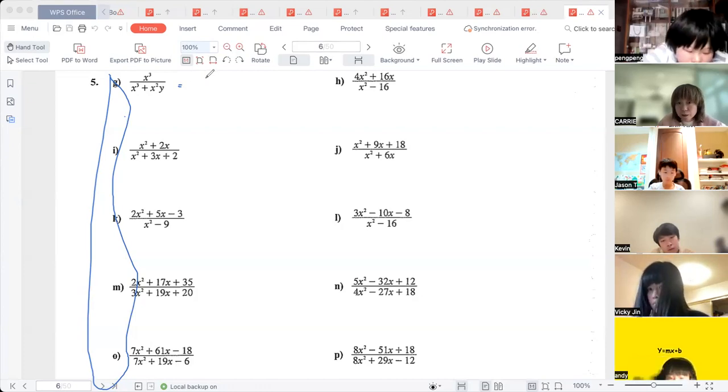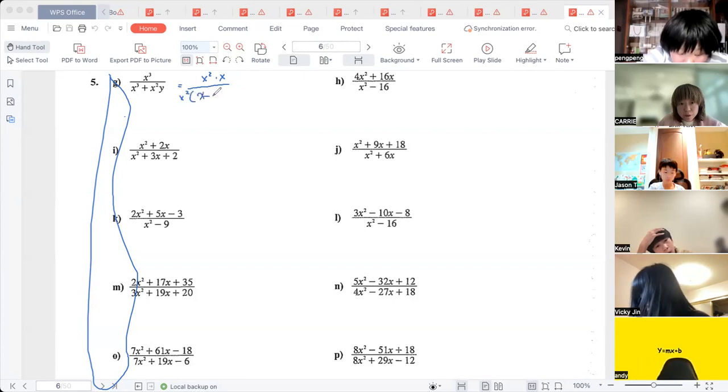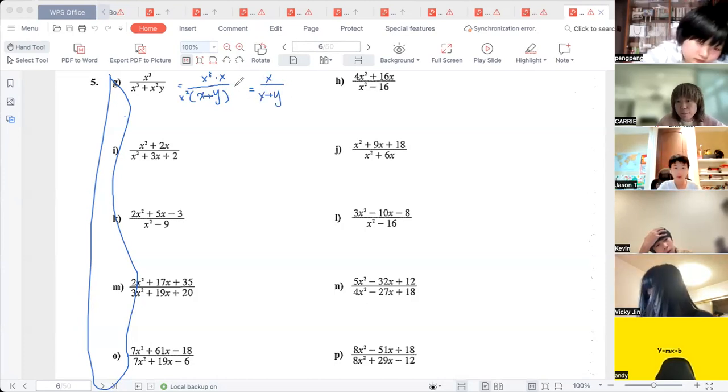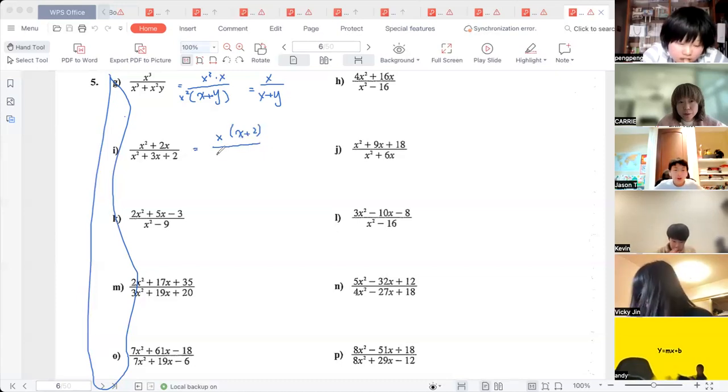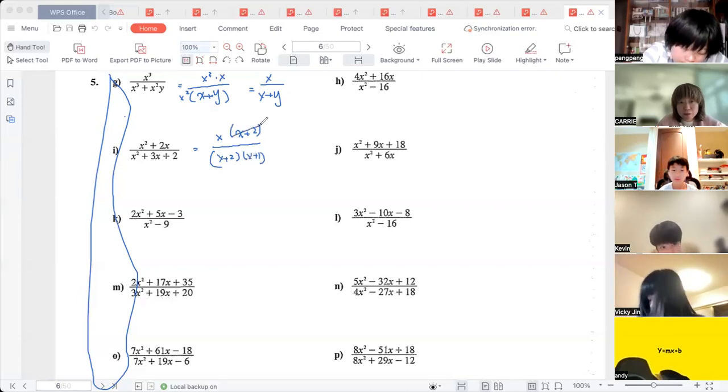Okay, so the first question, Kevin, is it x squared times x over x squared times x plus y, right? Get it, everybody? Okay, so x squared and x squared are gone. So the answer is x over x plus y. Okay, so the second one, we take x out, so x plus 2 over, this one is what? x plus 2 times x plus 1. Correct? So x plus 2 can be eliminated, so it's x over x plus 1.